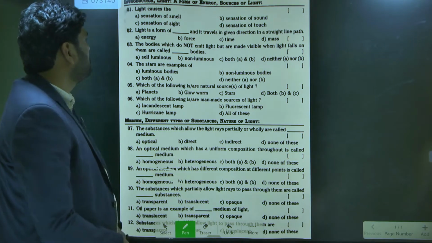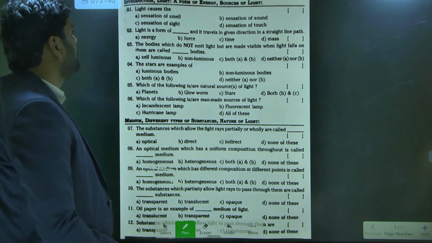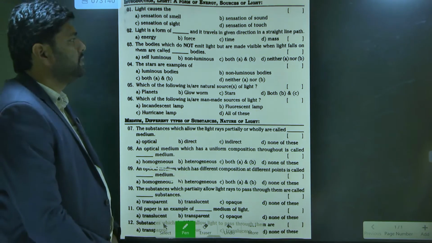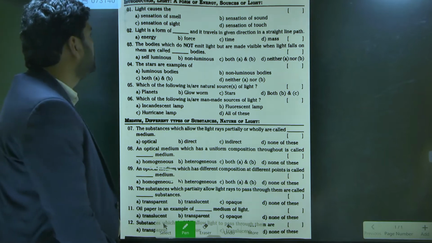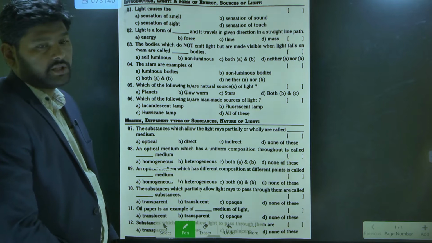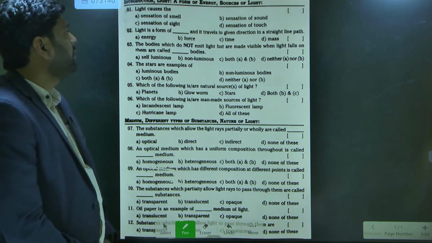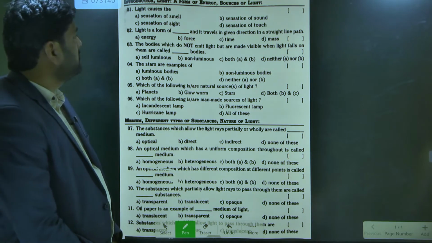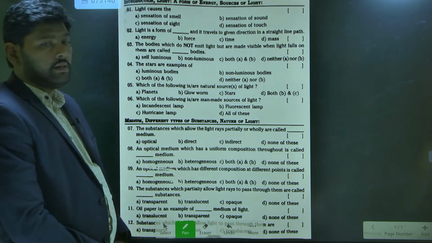So the first question is: light causes. Option A is sensation of smell, option B is sensation of sound, option C is sensation of sight, option D is sensation of touch. Among the four options, which option is correct? Think for one second and tell the answer.